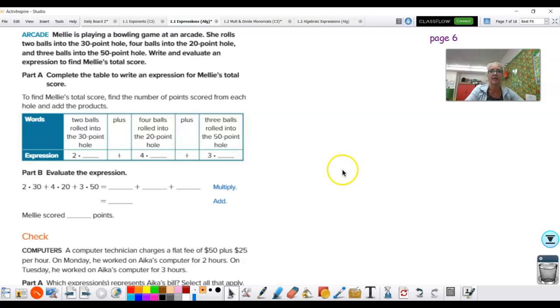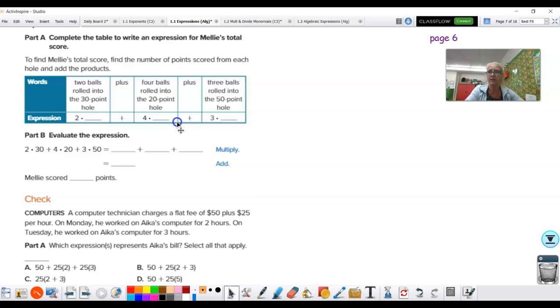Melly is playing a bowling game at an arcade. She rolls 2 balls into the 30-point hole, 4 balls into the 20-point hole, and 3 balls into the 50-point hole. Write and evaluate an expression to find Melly's total score. So complete the table to write an expression.